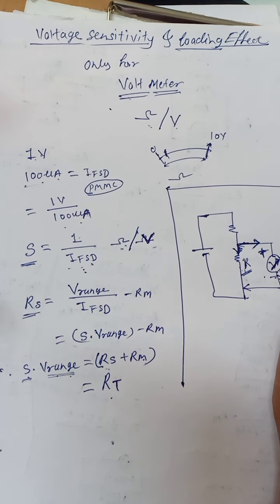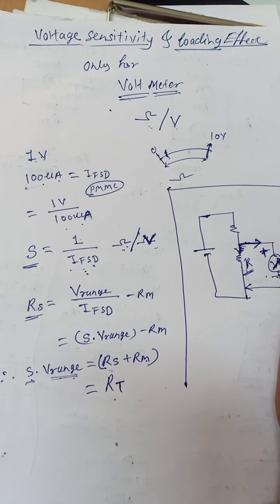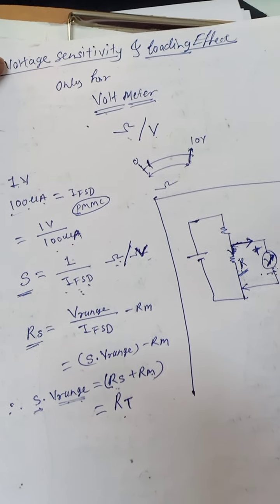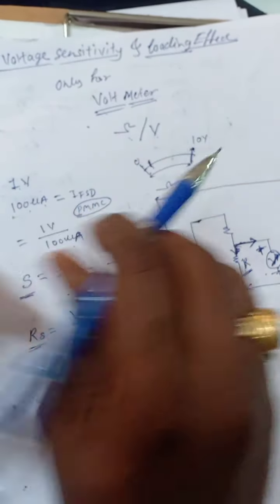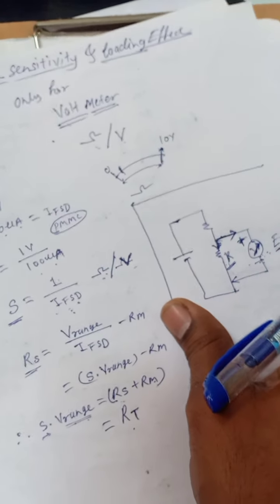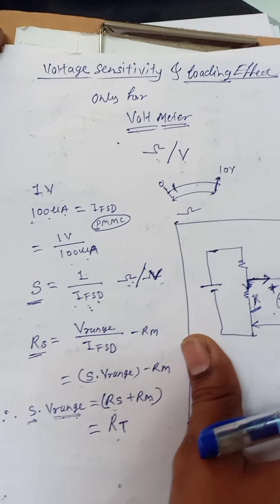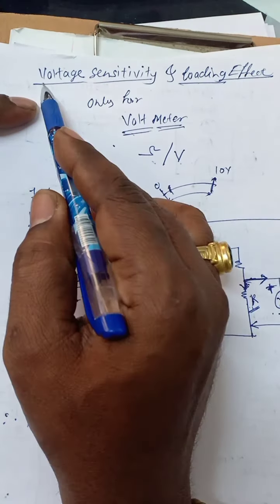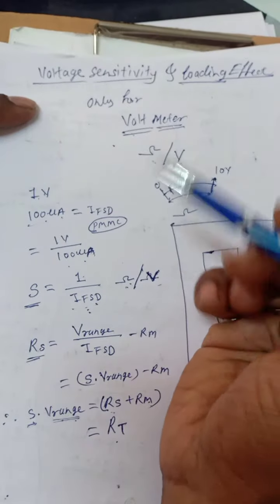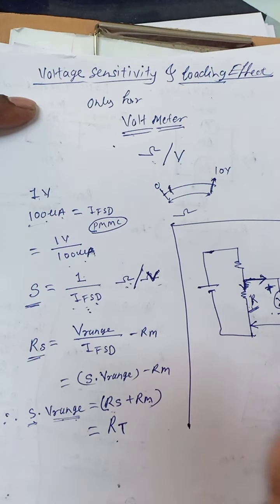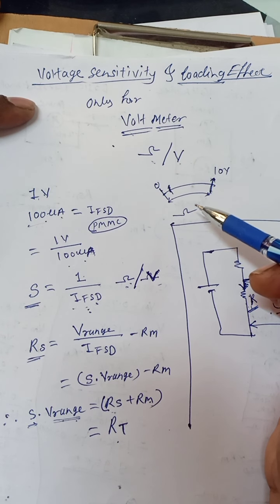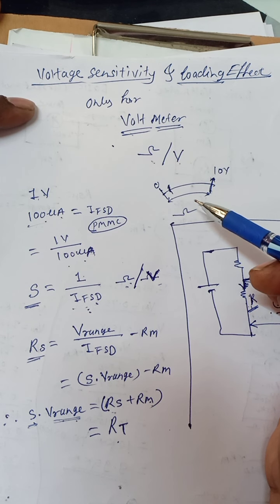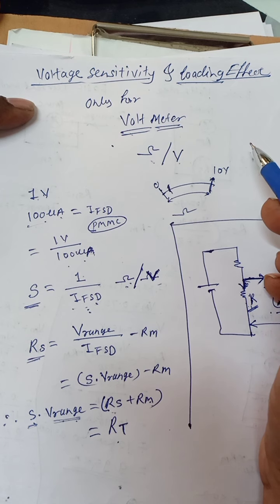Good morning. So last time we saw voltage sensitivity and loading effect for the voltmeter. Voltage sensitivity means how accurately the voltmeter measures; the reading is given by the voltage sensitivity. If the meter has a low voltage sensitivity, then it is used to measure voltage in a low resistance circuit.